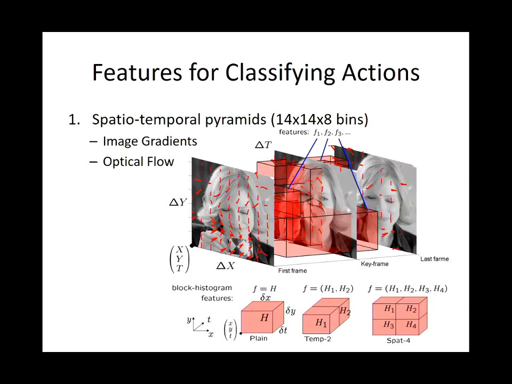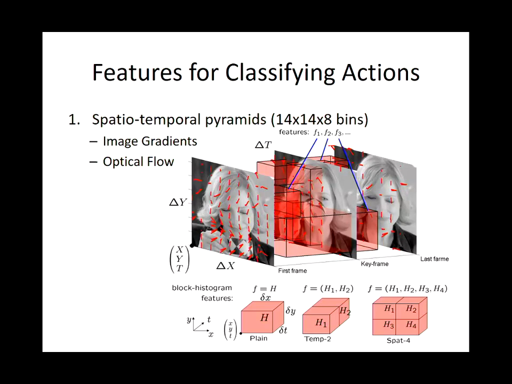Is it understandable? To whom is that clear? Yes. So we alternate between breaking down the time and space dimensions, that's what is meant by temporal 2 and spatial 4. Yes, okay, very interesting observation.